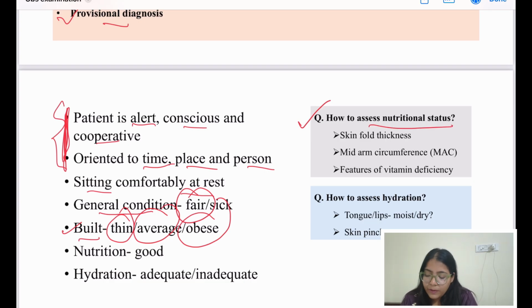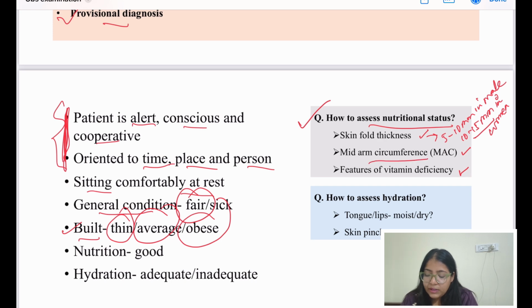You should answer firstly by skin fold thickness, then by mid-arm circumference, and there may be features of vitamin deficiency through which you can assess nutritional status. Skin fold thickness, you may remember that in school time you were taught that skin fold thickness can be measured by a vernier caliper or something like that, and it is up to 5 to 10 mm in males, and in females it is up to 15 mm.